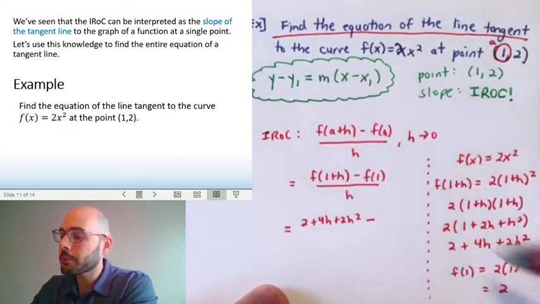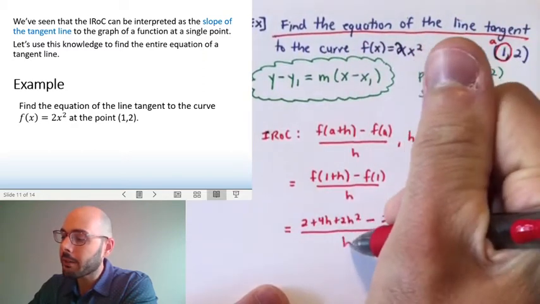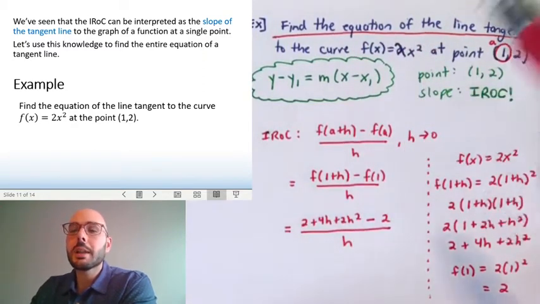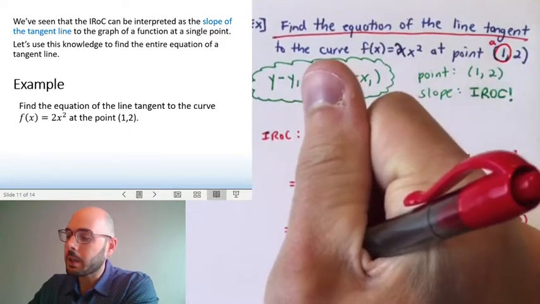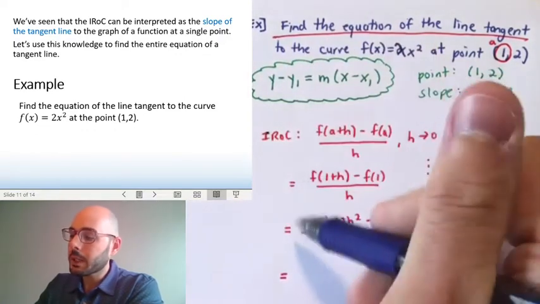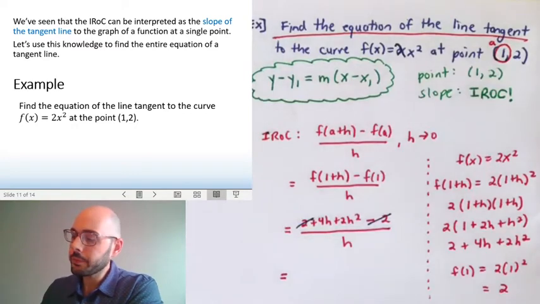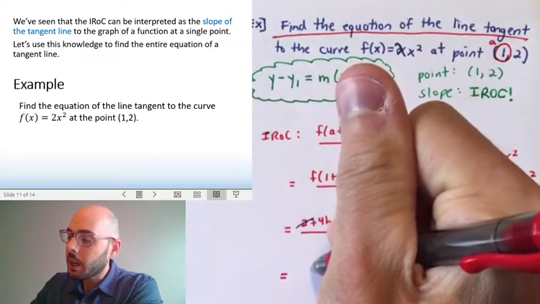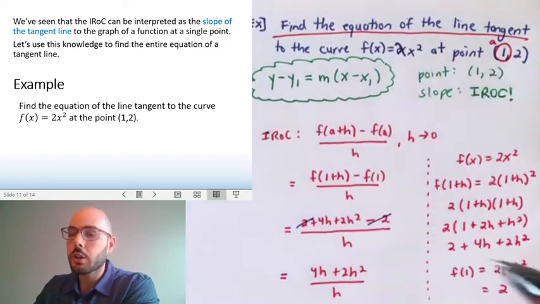Minus f of 1 was 2. And then on the bottom we have an h. So our goal is to plug into the formula and simplify so that an h cancels on the top and on the bottom. So that should happen relatively quickly now. We can see that when we combine like terms on the top, we have 2's that will cancel out. So we'll have a 4h plus 2h squared over h left.